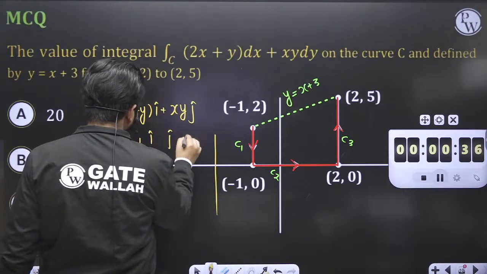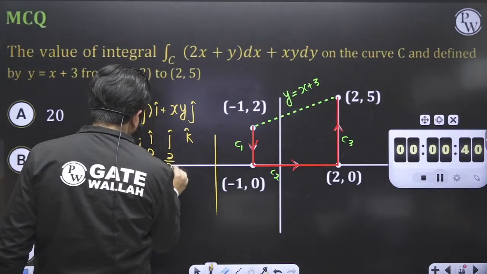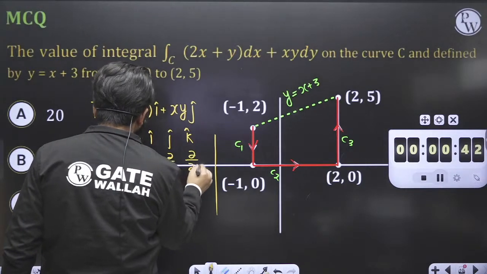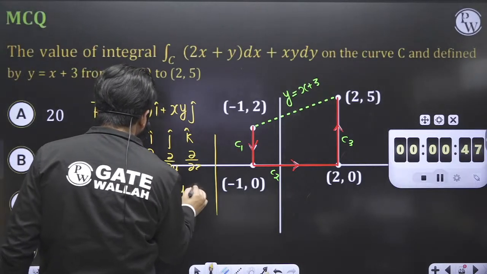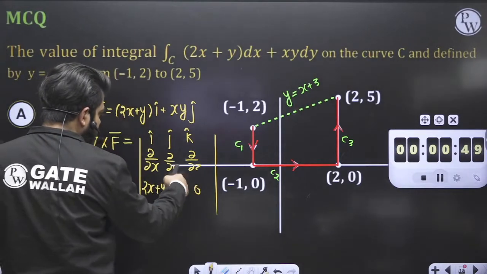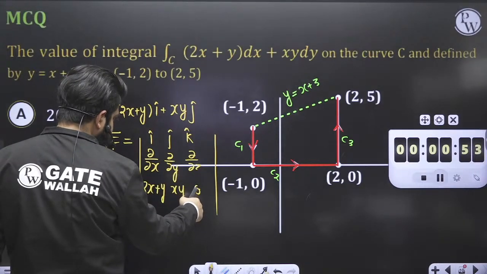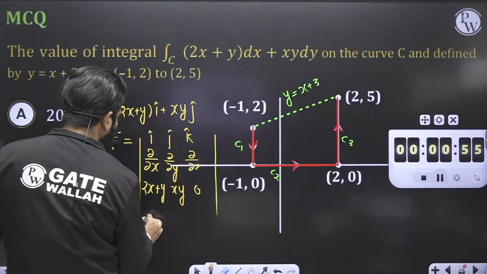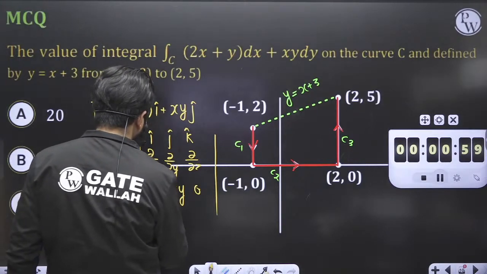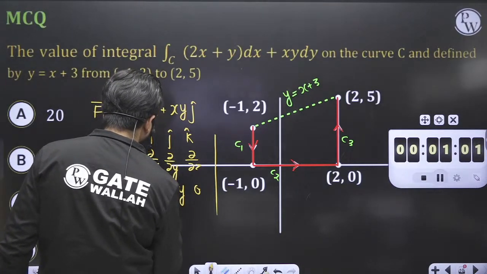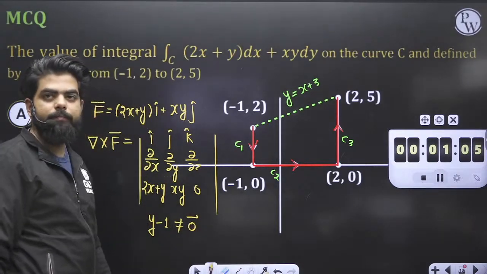This is del cross f. i cap, j cap, k cap; del by del x, del by del y, del by del z; 2x plus y, xy, 0. i cap will become 0. j cap will become 0. k cap: del by del x becomes y, and del by del y becomes y minus 1. This is not a null vector, which means this is not conservative.